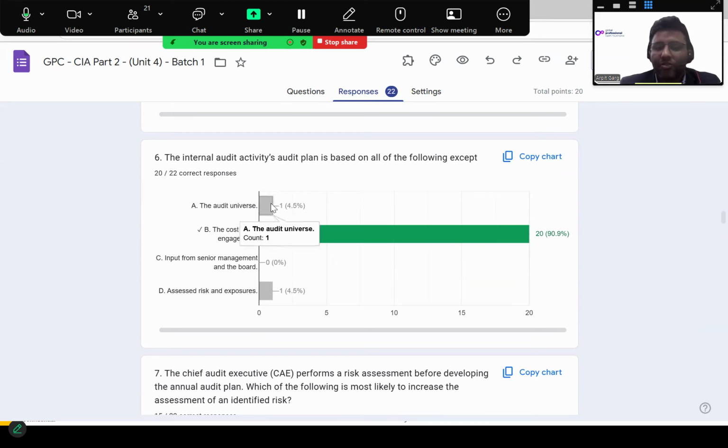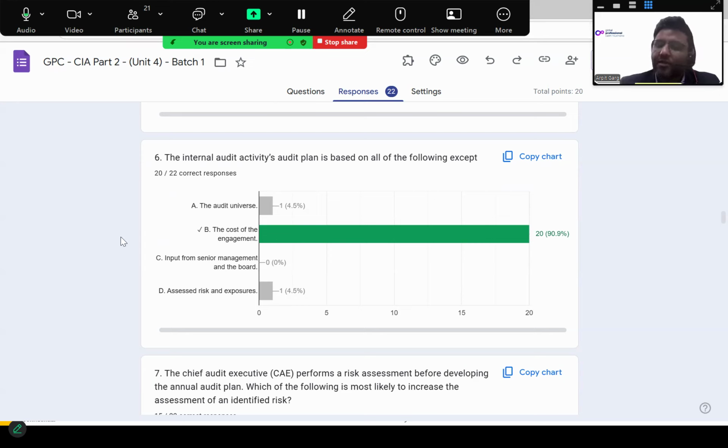Is that correct, or is it based on audit universe? What do you think? Of course, based on audit universe. Audit universe is the starting point, right? Input from senior management, yes. Assessed risk and exposure, yes. People, the cost of engagement is the next step, right? So when we do planning, we look at audit universe, assessed risk, input from senior management, the board.